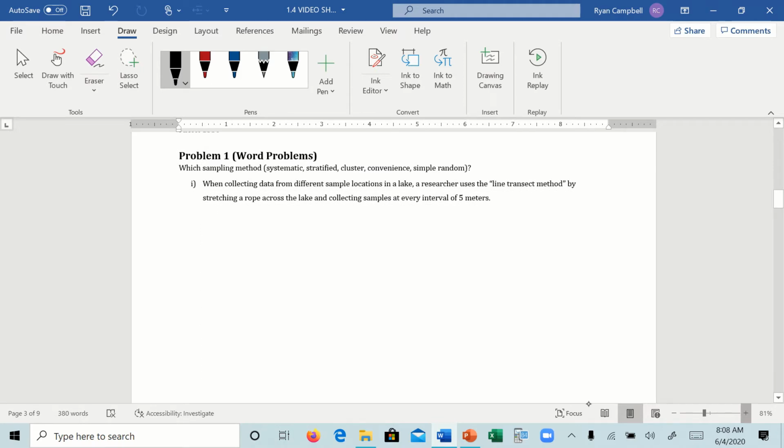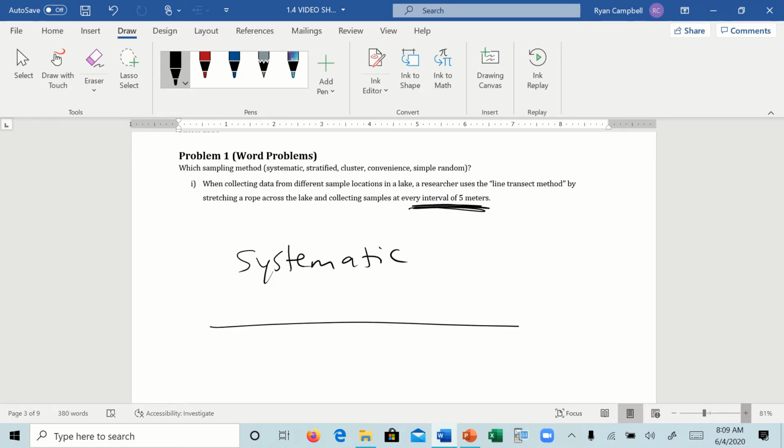All right, part one. When collecting data from different sample locations in a lake, a researcher uses the line transect method by stretching a rope across the lake and collecting samples every 5 meters. So, which of these 5 is this sampling method? Well, hopefully you could see that this was the systematic approach. It's every 5 meters. So, you take 5 meters, you check it. 5 more meters, check it. 5 more meters, check it. This is exactly what we were talking about with the systematic approach.